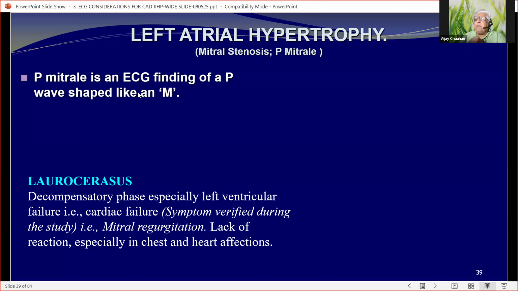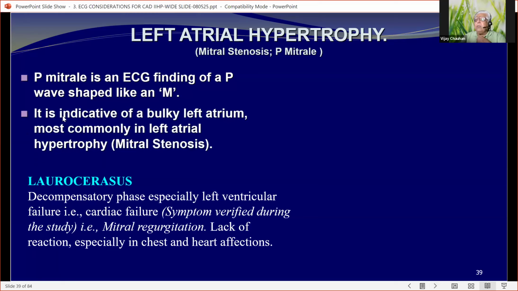So what is the configuration which you will see in ECG? The ECG will show you the P wave which has got a configuration like M. और इसको हमने M की वजह से P mitral कहा. The P wave which has been having M-shaped configuration, so it is a P mitral. अब P mitral कहाँ देखेंगे हम? So it is indicative of bulky left atrium, most commonly in left atrial hypertrophy, mostly due to mitral stenosis.